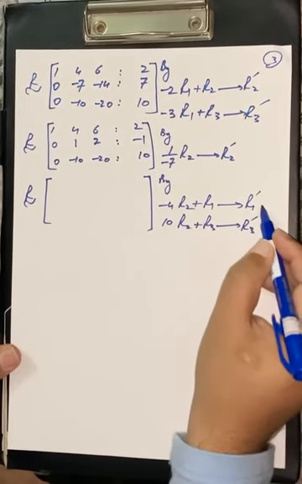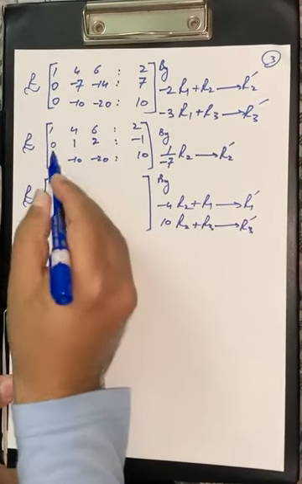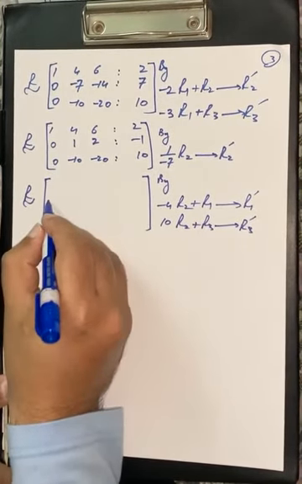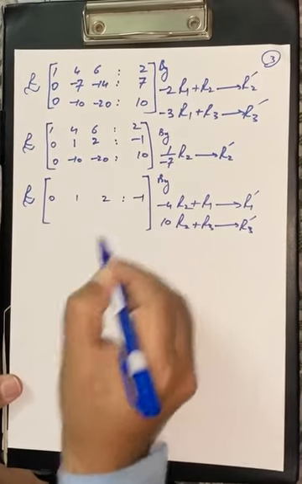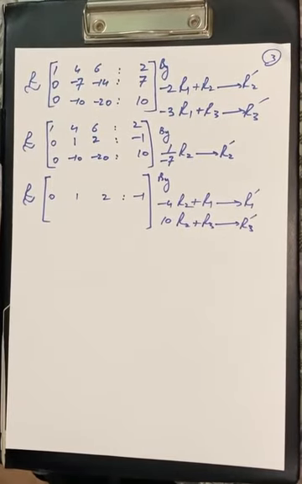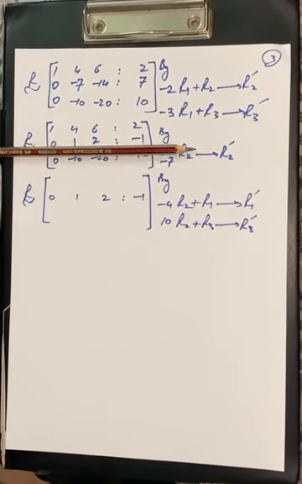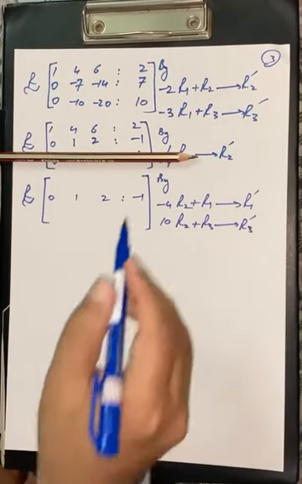So we have the two changes in row 1 as well as in row 3. Row 2 remains the same, so I want to write row 2 first: 0, 1, 2, then -1. Now I want to do the first work. Let me hide this for you. There is no change in row 3.